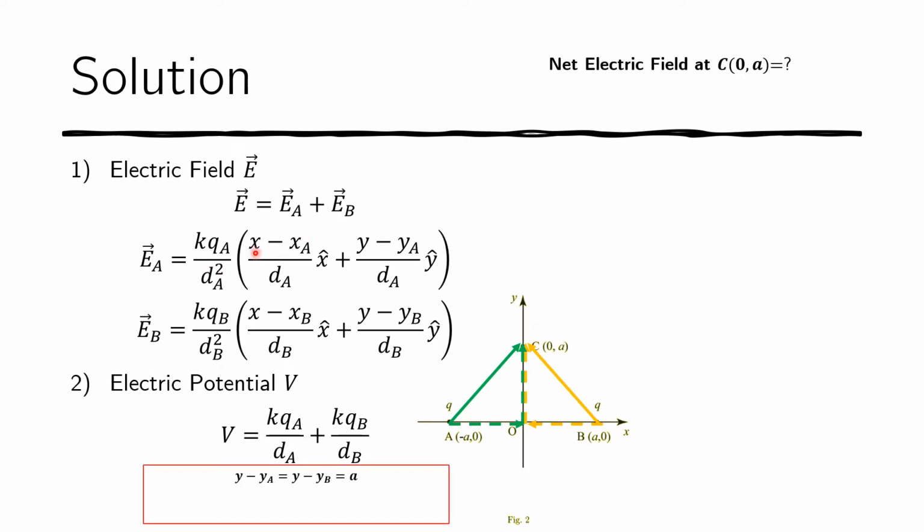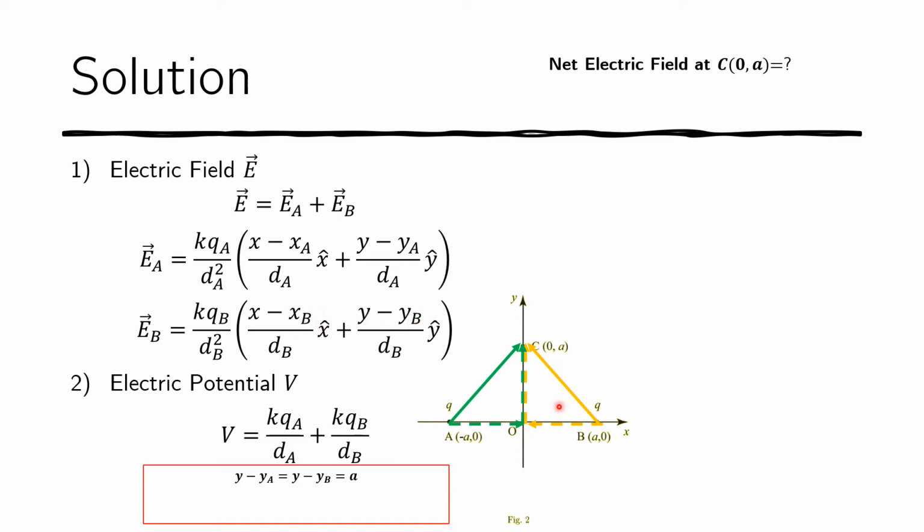Now, this (x, y) here is actually the coordinates of C. So x in here is actually 0, same as x here, because we're talking about C. And y is just the y coordinate of C, so that's a. So y here is a, y here is a. Now, (x sub a, y sub a) is the position of charge A. So x sub a would be negative a, y sub a would be 0. And the same is true with x sub b, y sub b.